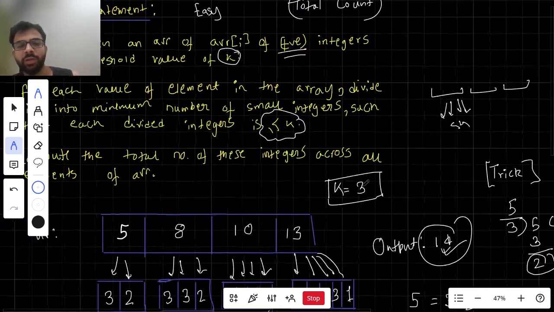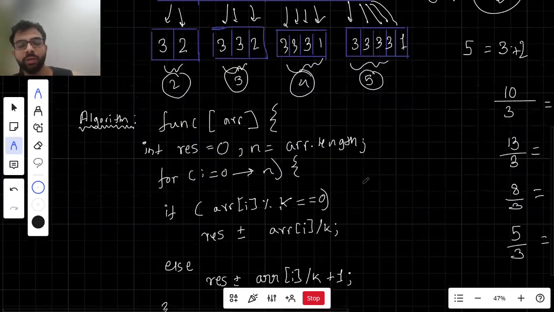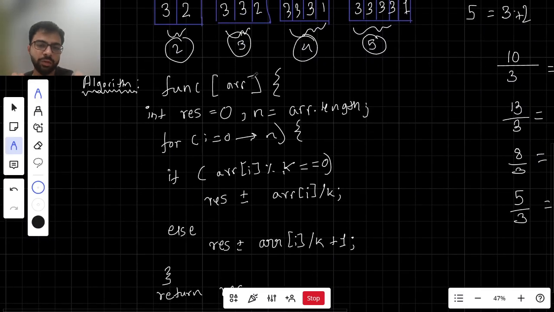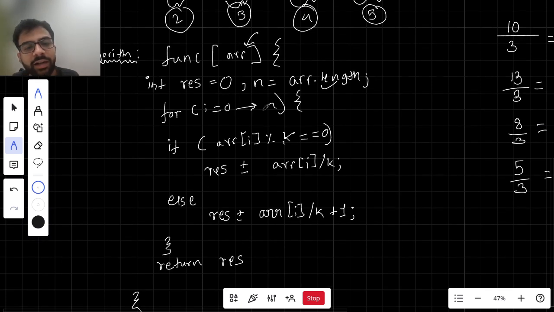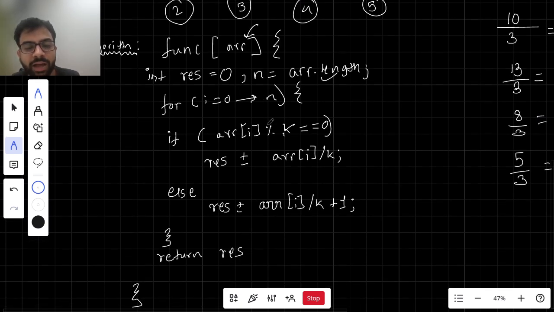So it's a very simple code. Now I'll put forward the algorithm for it. I'm making a function which is passing an array, and I am storing the length of the array in this variable. I'm iterating the array till the length of the array. I'm checking whether the modulus is 0. Why am I using modulus? Modulus just helps us to get the remainder, whether it is 0 or not. If the remainder is 0, that means it is completely divisible. And in our other case, where the result plus equals array of i by k plus 1, that means it is not completely divisible. In the end we are going to just return the result. That's how simple this particular problem is.